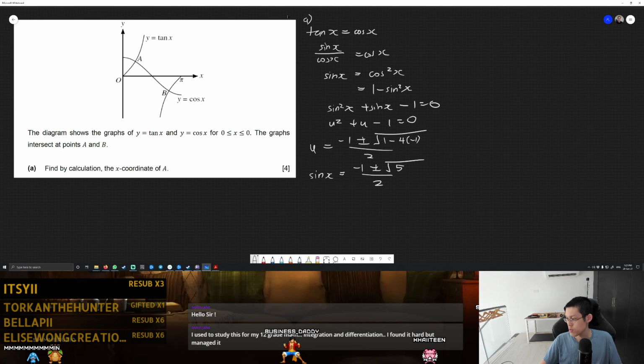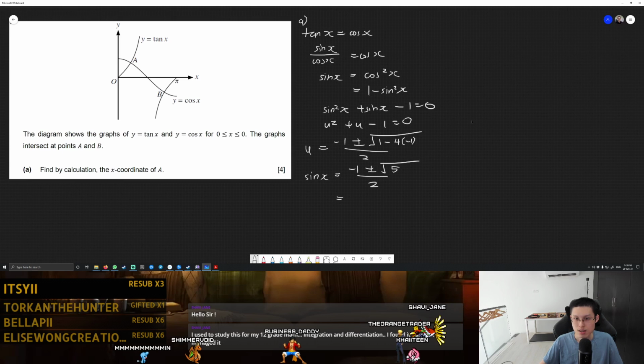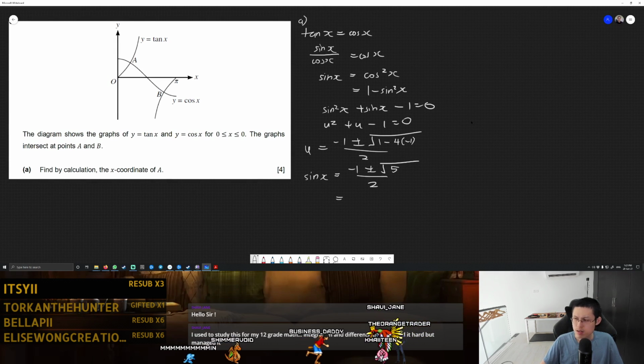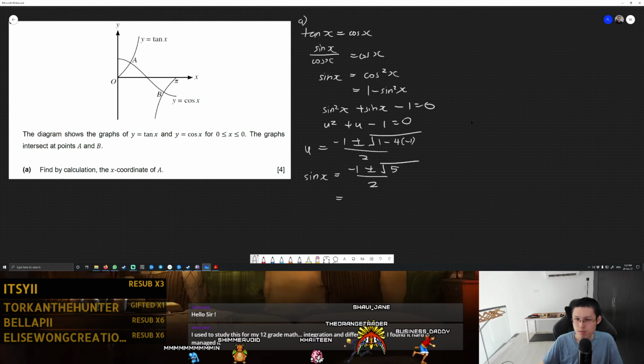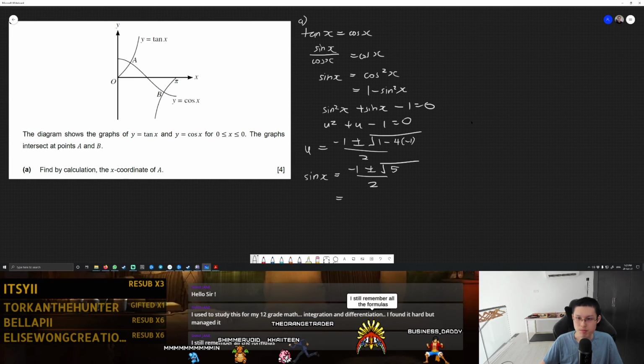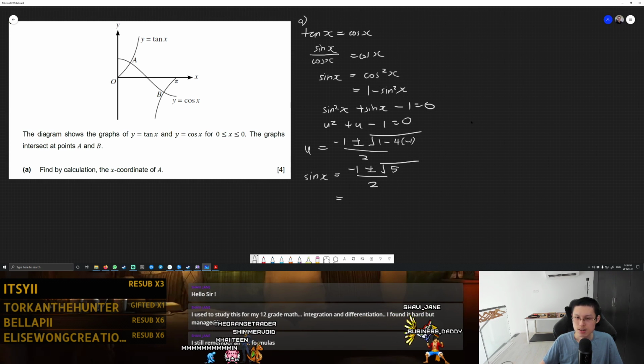You should study this for your 12th grade math. Find it hard, but managed it. Yeah, in fact, I think this is one of the more fun chapters. Even when I was back in my schooling days, I also really enjoyed doing integration and differentiation, though I didn't really know why exactly they work the way they do.